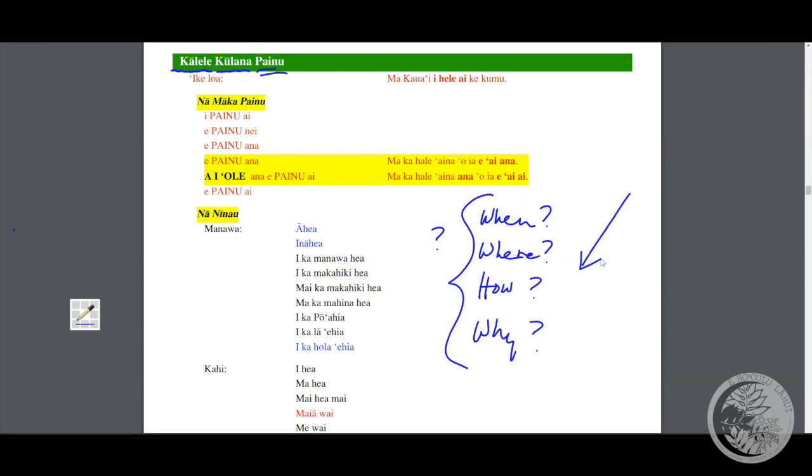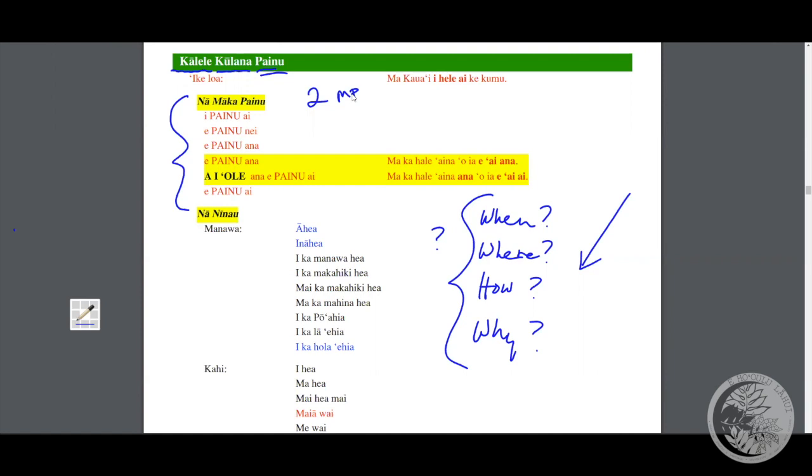Some other things to remember as rules is to look at what we call our maka painu, our verb markers that we employ in the Kālele Kūlana Painu. And the thing to remember is that there are always elua maka painu. There are always two maka painu. And just like in the regular pepeke painu sentence, there is a transformation or change from the usual maka painu in the pepeke painu sentence.